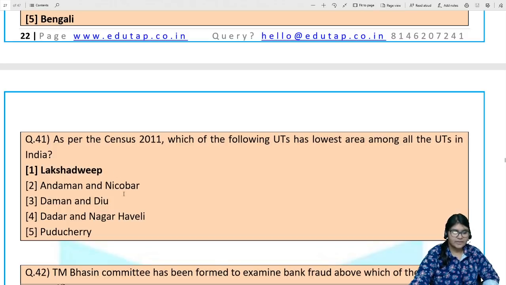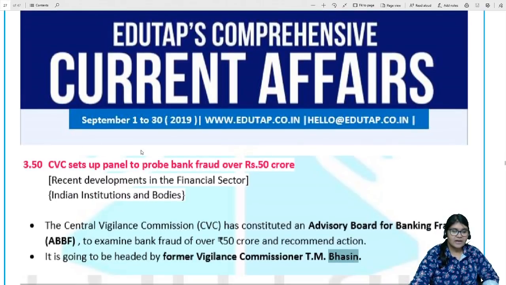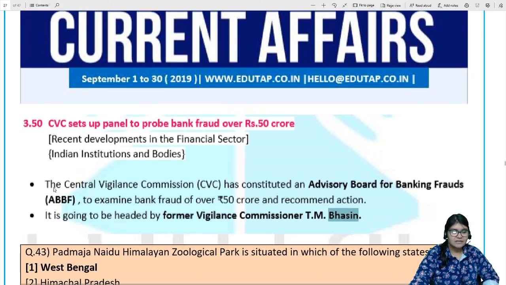Answer is Lakshadweep. Next, TM Bhasin committee has been formed to examine bank fraud above which of the following amount? And the answer is 50 crore. So you can see here it was there as a coverage in the September magazine that we had offered. Okay, so here you can clearly see the news regarding the CVC constituting an advisory board for banking frauds.